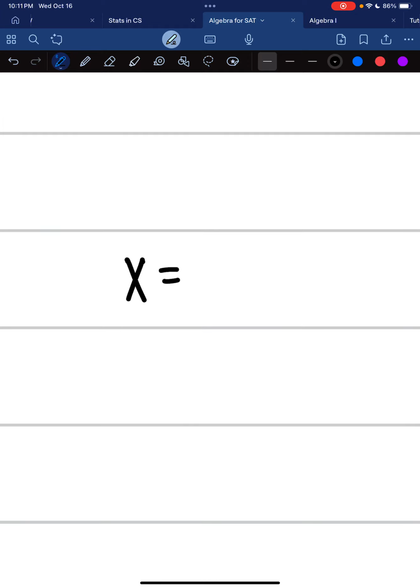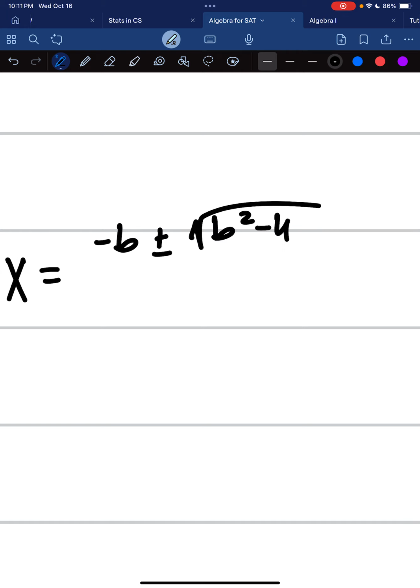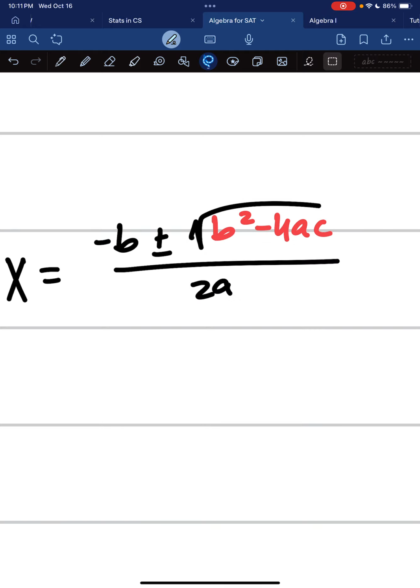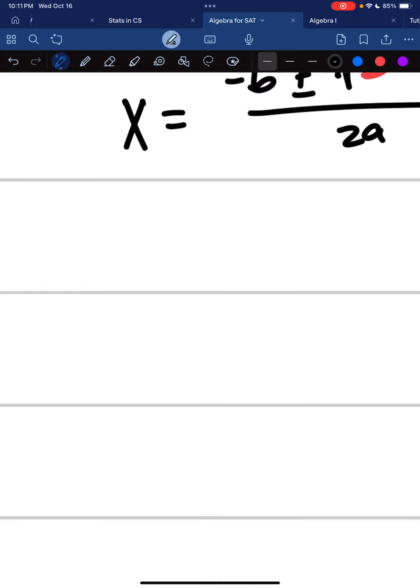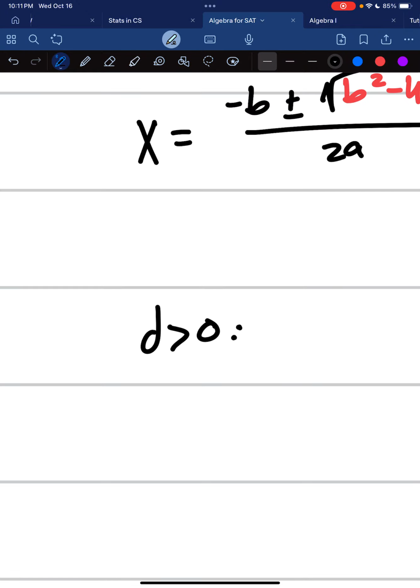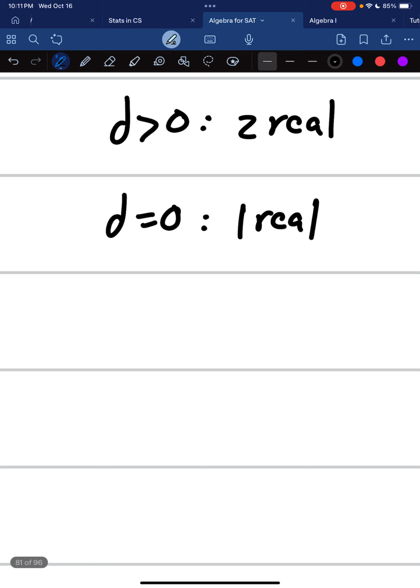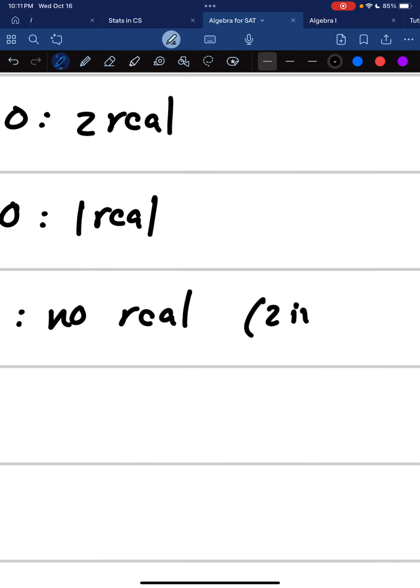So if you remember, this is a quadratic formula. x is equal to negative b plus or minus the square root of b squared minus 4ac, over 2a. And this part inside the square root is the discriminant, b squared minus 4ac. Now, if the discriminant is greater than 0, then you're going to have two real solutions. If the discriminant is equal to 0, you're going to have one real solution. And if the discriminant is less than 0, you're going to have no real solutions, and you're actually going to have two imaginary.